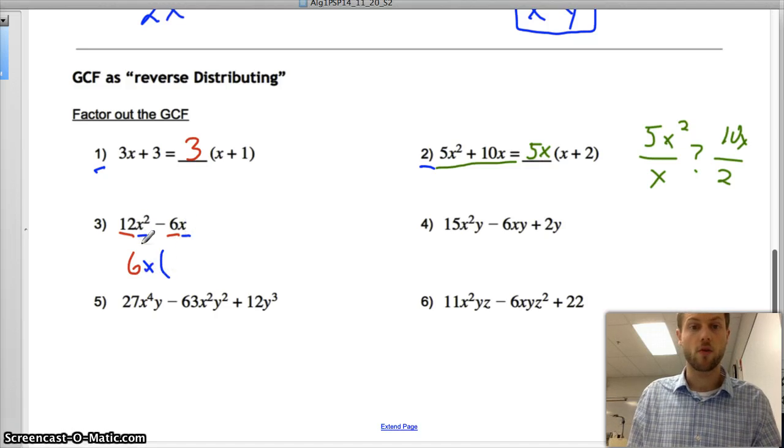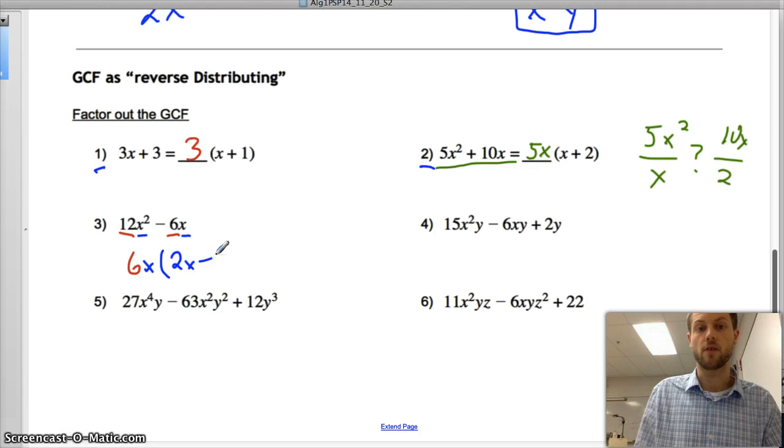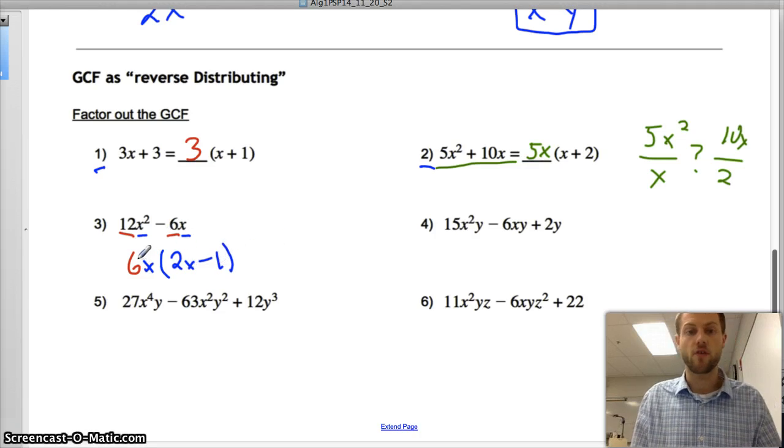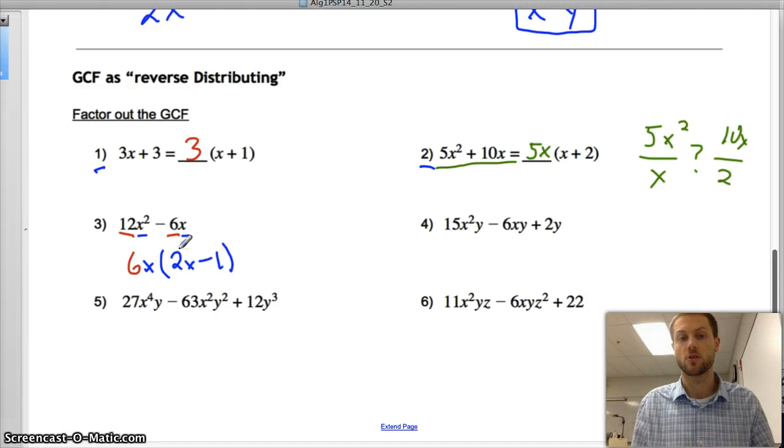And what do I have left? Well, I'm going to be kind of in my head dividing 12x squared by 6x. So what am I left with? A 2x. And then I'm going to divide negative 6x by 6x to see what I have left here, and that's going to be a minus 1. And so you can start to see if I redistribute this 6x, I'm going to come back out with this 12x squared minus 6x. So it's all about trying to figure out the greatest common factor between these two things.